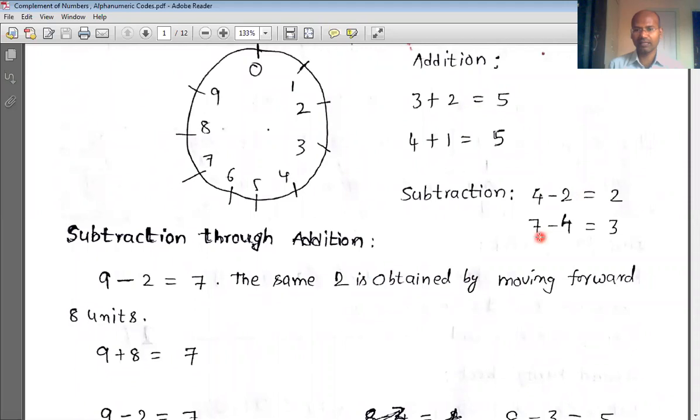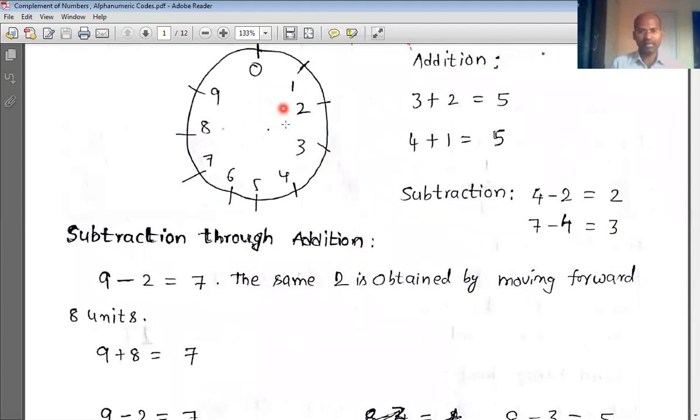Next, another example, 7 minus 4. Initially we are at 0. After taking 7 steps, we will be at 7, and we subtract 4. Subtraction means we have to move backwards 4 steps. After 1 step, we are at 6. After the second step, we are at 5. After the third step, we are at 4. After the fourth step, we are at 3. So this is our result: 7 minus 4 gives us 3. This is how we can use this diagram for addition and subtraction.